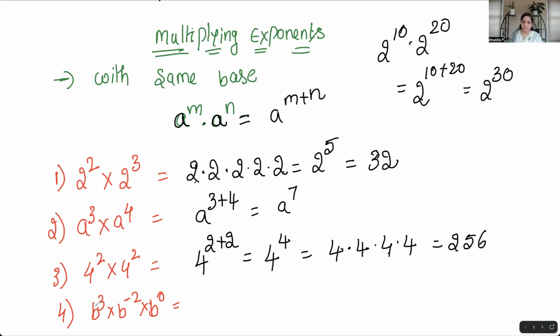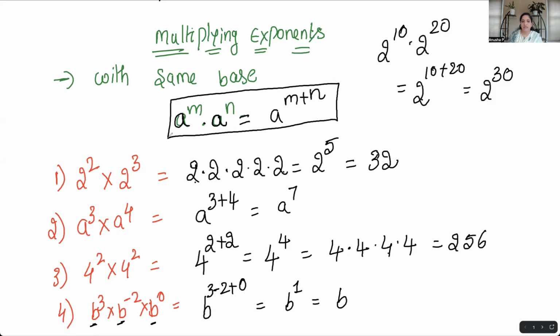In the fourth example, it is b to the power of 3 times b to the power of minus 2 times b to the power of 0. Here the bases are the same. So when the bases are the same, you can add the exponents in multiplying exponents. 3 minus 2 is 1, 1 plus 0 is 1. B to the power of 1 is equal to b. Okay, so this is one important formula we are learning in multiplying exponents. It is a to the power of m times a to the power of n is a to the power of m plus n.